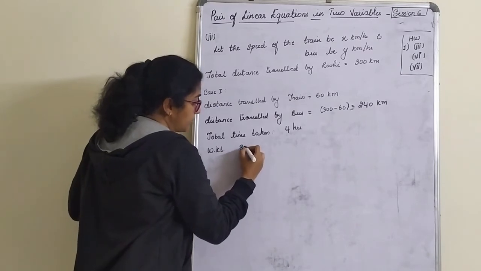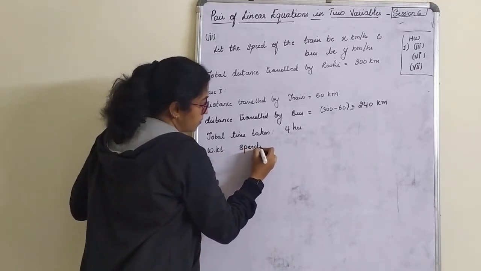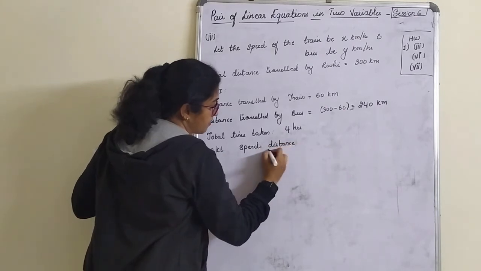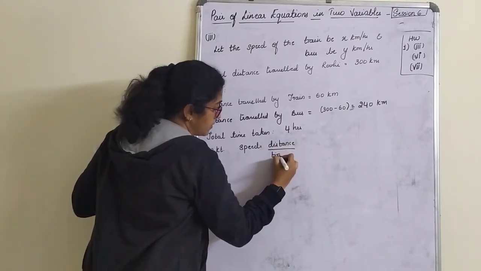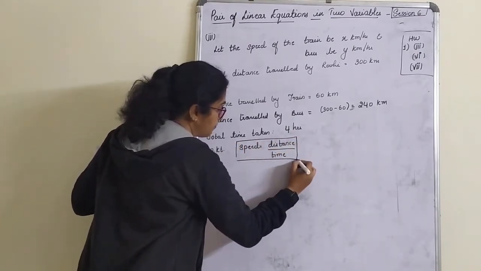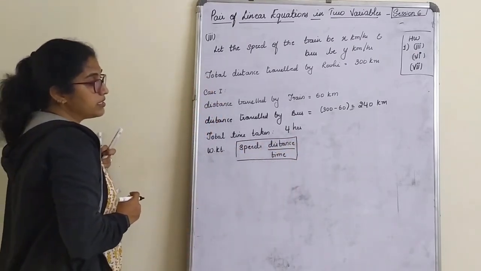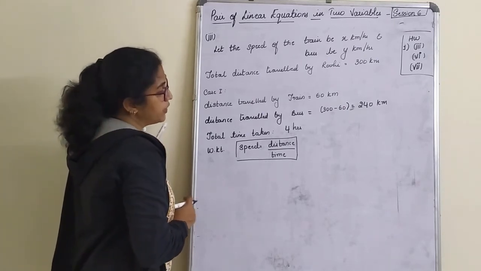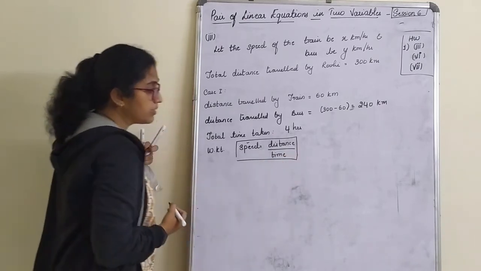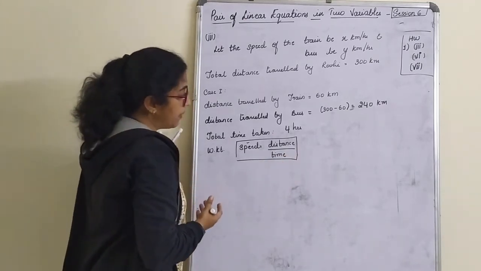We know that speed is equal to distance by time. Keep this as it is. We are going to apply this for both the equations. Speed is equal to distance upon time. Now what all do we know here? We know speed. Do we know distance? Yes. Do we know time? Yes. So how do we apply this now?